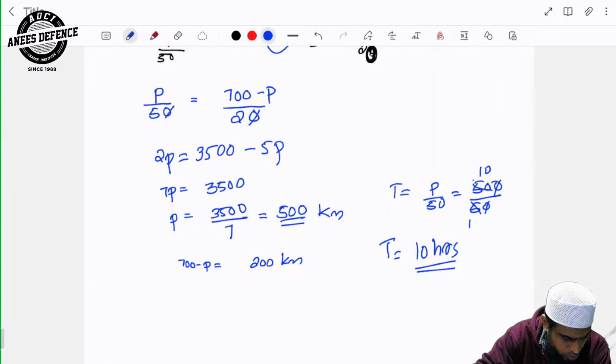After how much time will the two boats meet for the second time? After 10 hours.